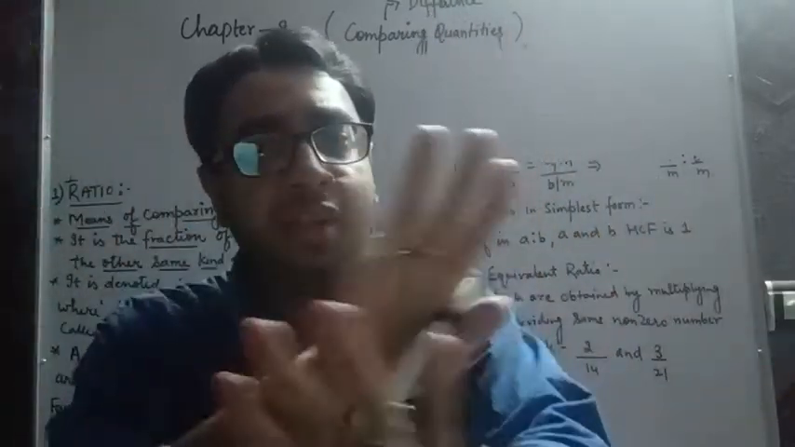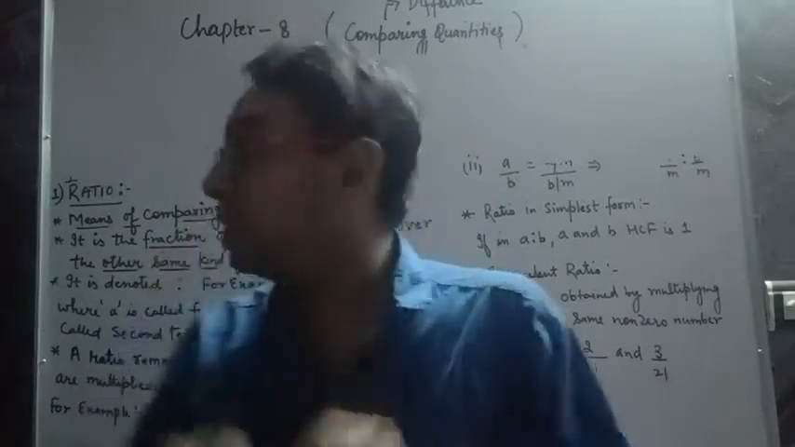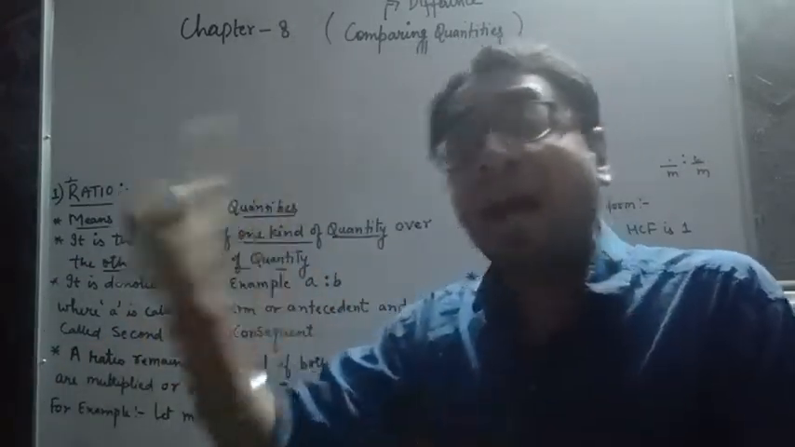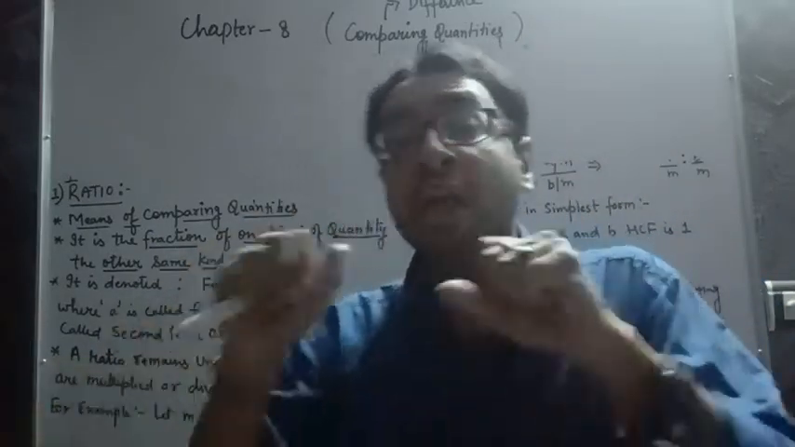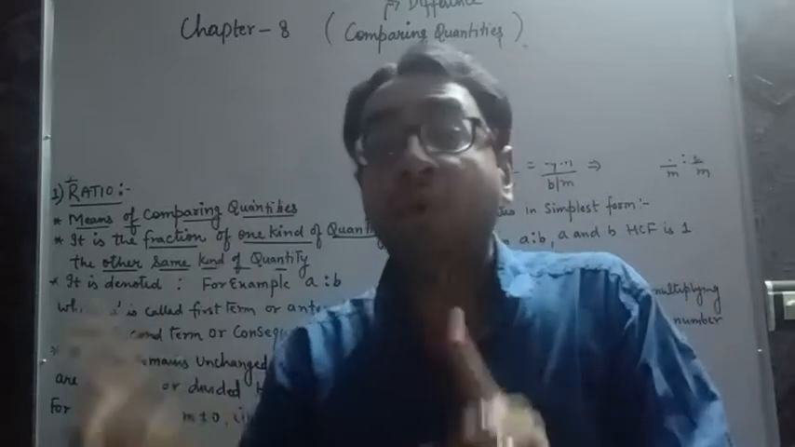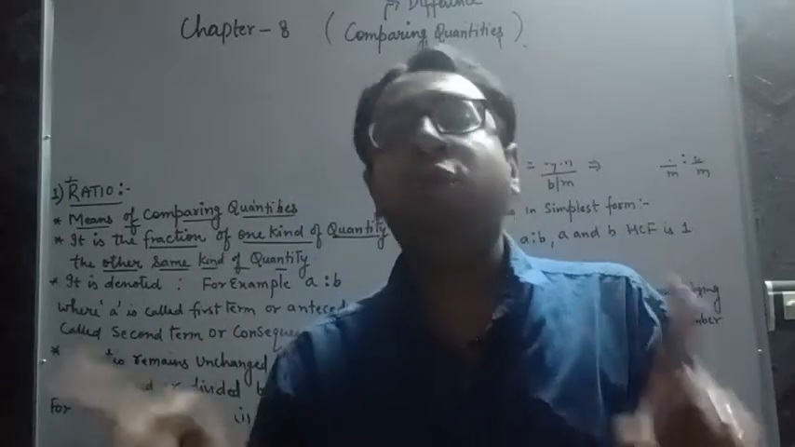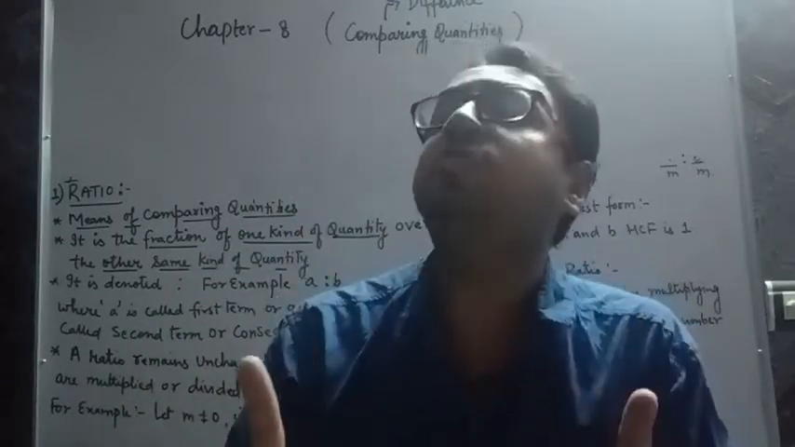There are two different things I cannot compare. Comparing the same kind means if I'm talking about height, it should be height for both. If I'm talking about the weight, it should be the weight for both. If I'm talking about the volume, it should be the volume for both. If I'm talking about the area, it should be the area for both. So the quantity must be the same.